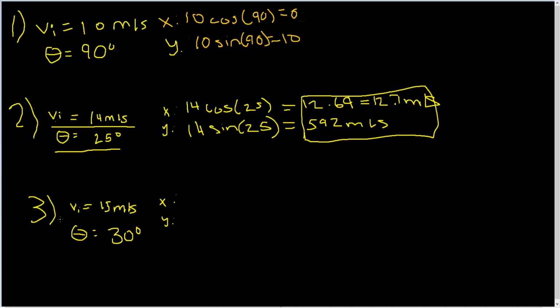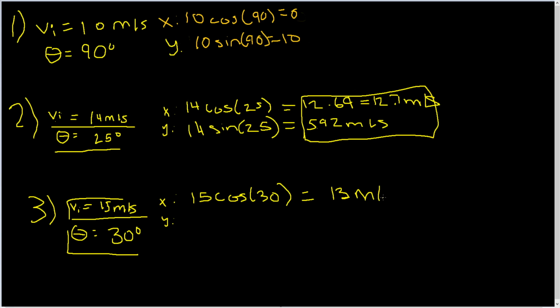Number 3. So we see that our initial velocity is 15 meters per second, right? And we see that our angle, theta, is 30 degrees. So we're going to plug in, pause if you want to try and do it yourself, but it's pretty basic. 15 cosine 30 degrees, which will equal 13 meters per second. If you want to keep it as the original, it's actually 12.99. If you calculate differently and see that, it'll round to 13.